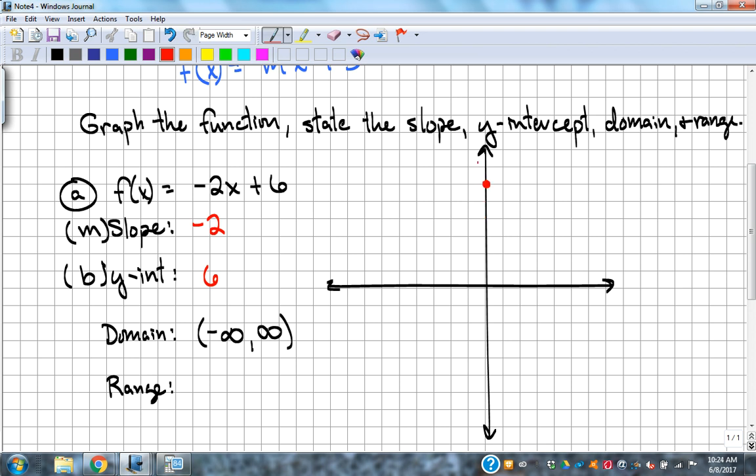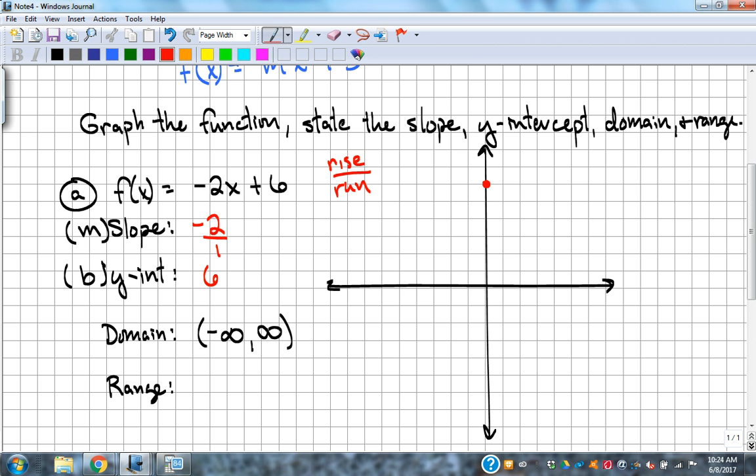So there's 6 on the y-axis. That's what a y-intercept means. It means go to the y-axis at that number and put a dot. Okay. And then the slope is negative 2. And when you count slope, you want to think of it as rise over run. So we want to think of our slope as a fraction. So how do I write negative 2 as a fraction? Yeah, negative 2 over 1.